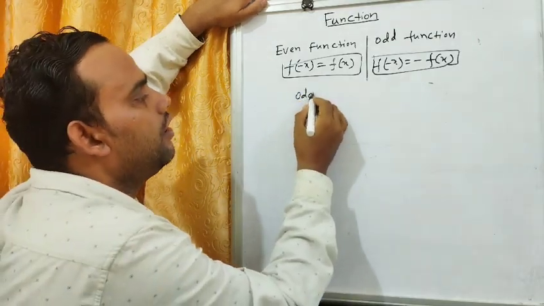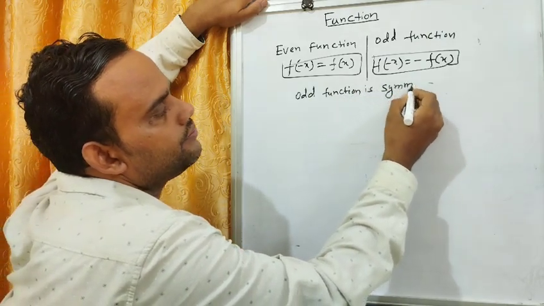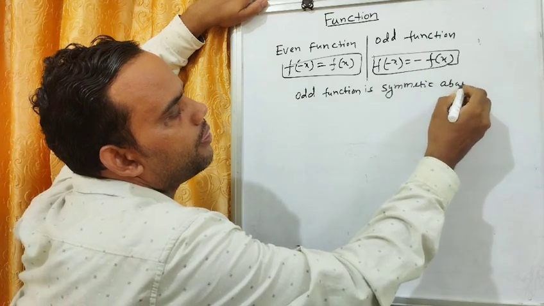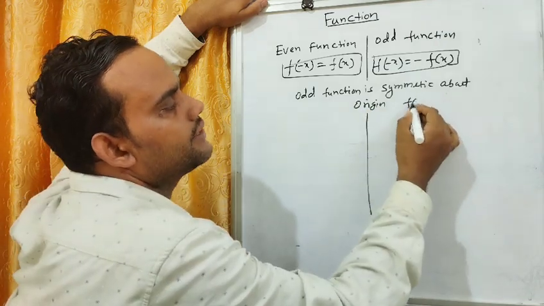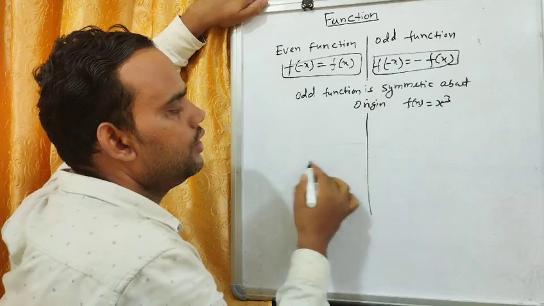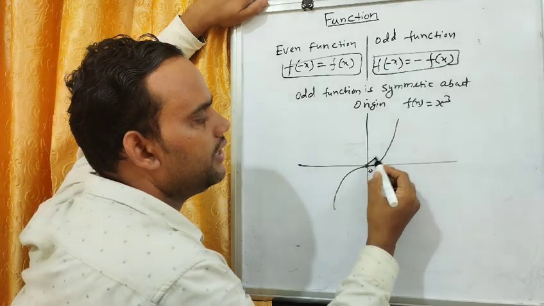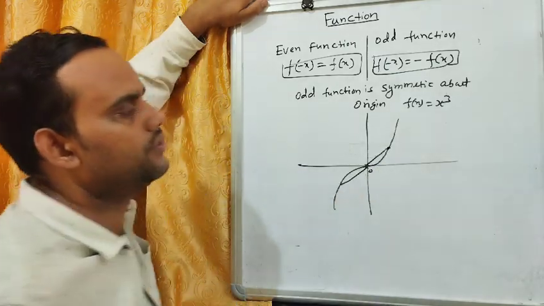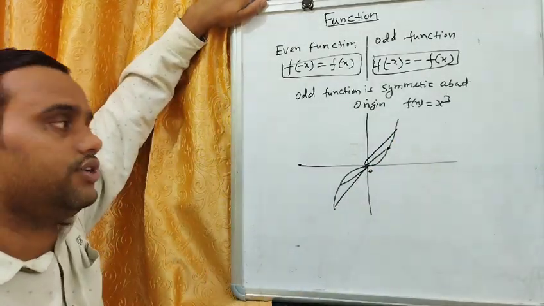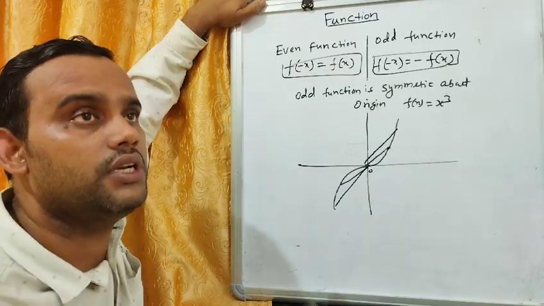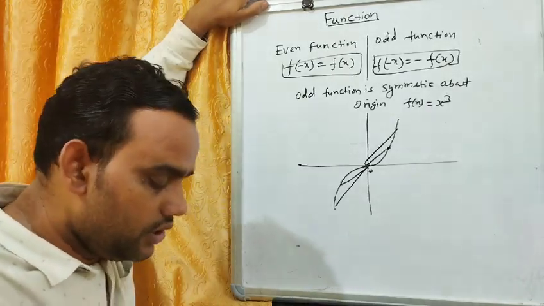Now we go to the odd function. An odd function is symmetric about the origin. What is the meaning of origin? For example, I consider f of x equals x cube. This is the origin. From here to here, how much distance? The same distance from here to here. So this is called symmetric about the origin. So any odd function is symmetric about the origin, and an even function is symmetric about the y-axis.